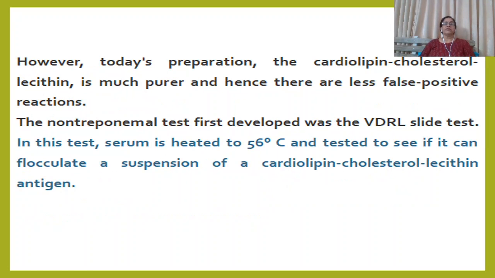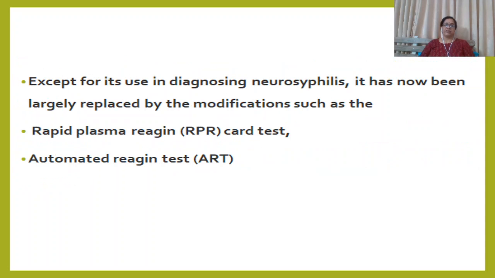Nowadays, a cardiolipin cholesterol lecithin is used. This one is much purer, and hence there are fewer false positive reactions. The non-treponemal test first developed was the VDRL slide test, in which the serum is heated to 56 degrees Celsius and then tested to see if it can flocculate a suspension of cardiolipin cholesterol lecithin antigen. Again, the exact treponemal suspension is not used as an antigen for VDRL.